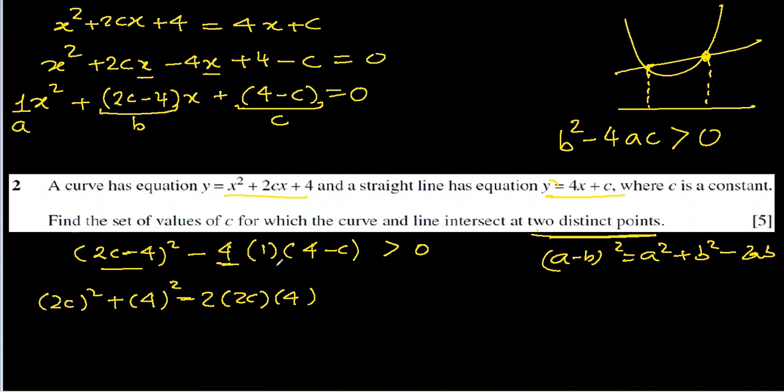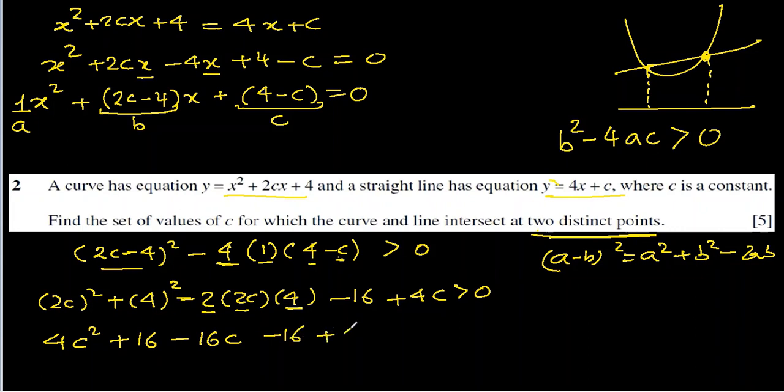Now, if I expand this, minus 4 times 1 is minus 4, and minus 4 times 4 will be minus 16. Minus 4 times minus c will be positive 4c, greater than 0. So this becomes 4c square here. Both are squared, okay, plus 16. And this becomes 2 times 4 is 8, 8 times 2 is 16. Minus 16c. Minus 16 plus 4c greater than 0. The constant parts are cancelling out. That is good news. That means we'll get our answer faster without a constant.